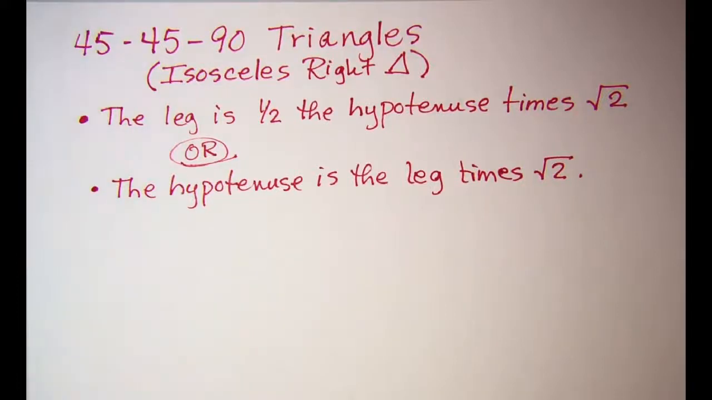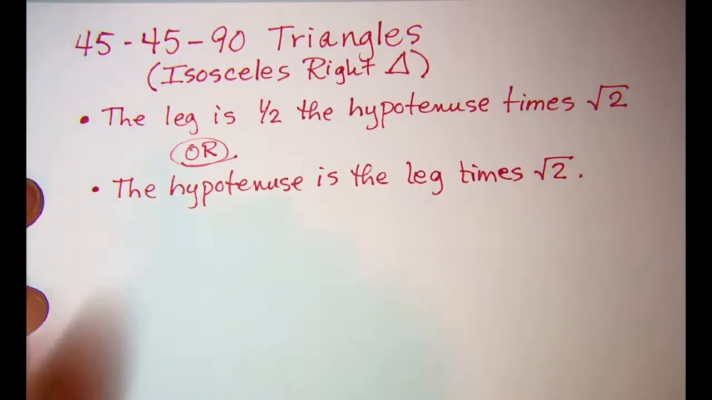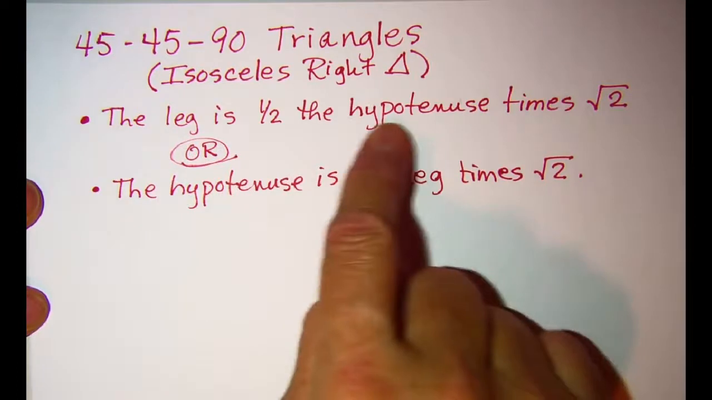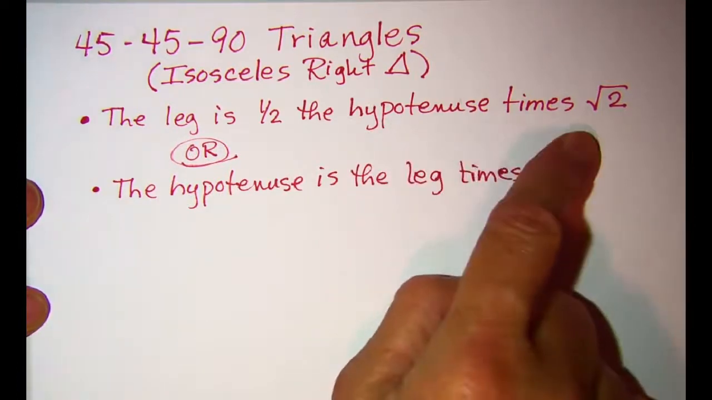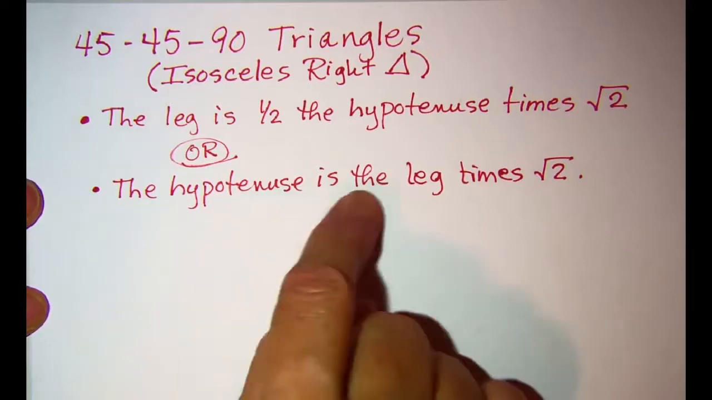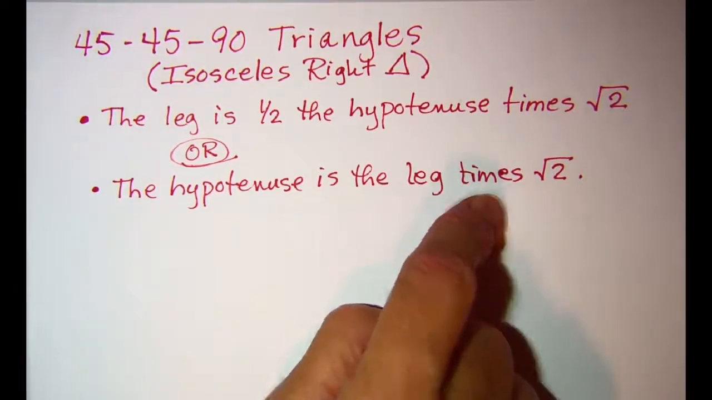In this video, we'll be looking at 45-45-90 triangles, or you might also think of them as isosceles right triangles. The leg is half the hypotenuse times the square root of 2, or the hypotenuse is the leg times the square root of 2.